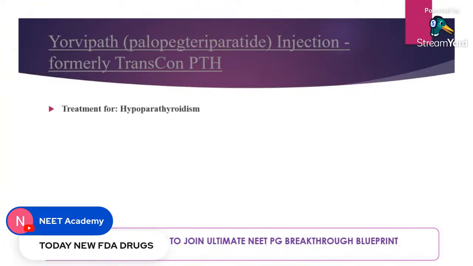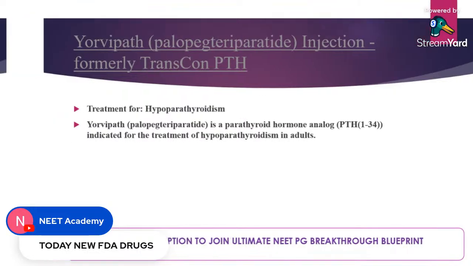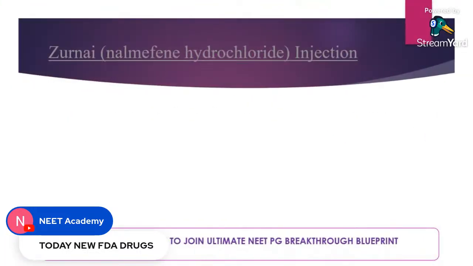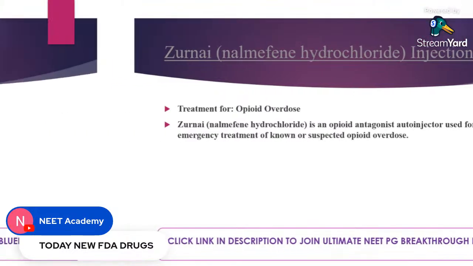Yorvipath, for treatment of hypoparathyroidism. Yorvipath, also called palopegteriparatide, is a parathyroid hormone analog, PTH 1 to 34, indicated in the treatment of hypoparathyroidism in adults. Zurnai, that is nalmefene hydrochloride injection, is used for treatment of opioid overdose. Nalmefene hydrochloride is an opioid antagonist auto-injector used for emergency treatment of known or suspected opioid overdose.